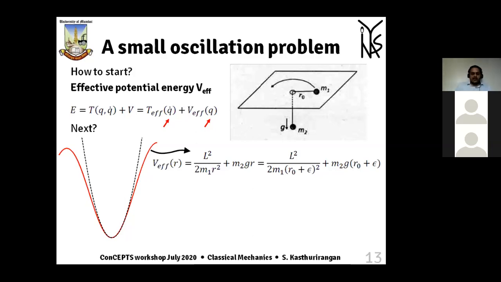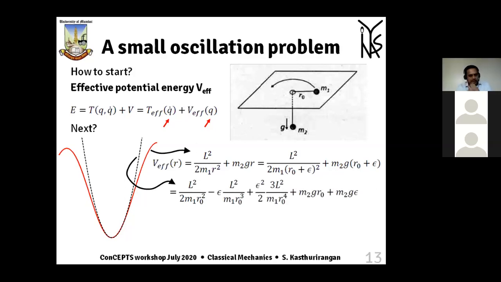Basically, if R is the current coordinate and R0 is the original coordinate which you had, then you can rewrite this V effective in terms of epsilon. And when you do that, what you end up getting is the following. You can expand the term which has epsilon in the denominator. The epsilon in the numerator is already in terms of epsilon; you need not disturb it. You can expand this term and you will find that you get a term which doesn't contain epsilon, a linear term and a quadratic term. And this one expands into a term which doesn't contain epsilon and a linear term.